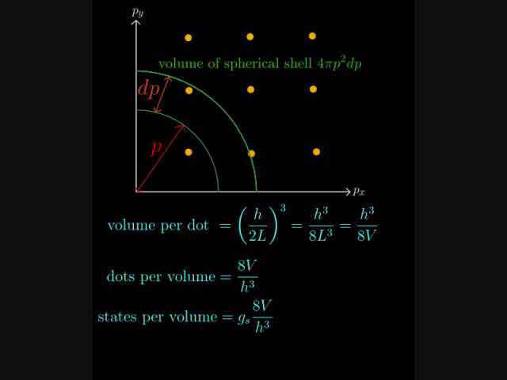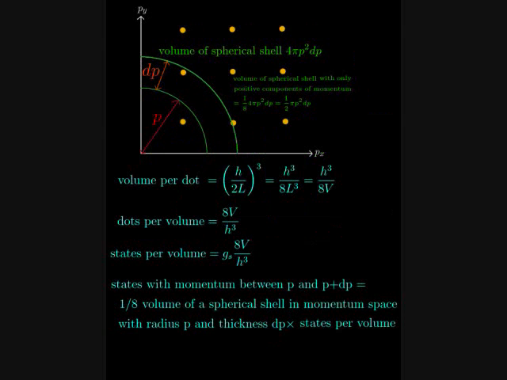The volume of a spherical shell of radius p and thickness dp is 4 pi p squared dp. However, we should not count states with negative momenta as separate states, since only the wavelength of the particle determines its state, not the direction it is traveling. Thus, we only care about the states in the 1/8 of the shell that have all positive p sub x, p sub y, and p sub z. The volume of 1/8 of the spherical shell is 1/8 times 4 pi p squared dp, or a half pi p squared dp. Multiplying the volume of momentum space in the 1/8 spherical shell by the number of states per unit volume gives the number of states with momentum between p and p plus dp. In other words, the density of states.